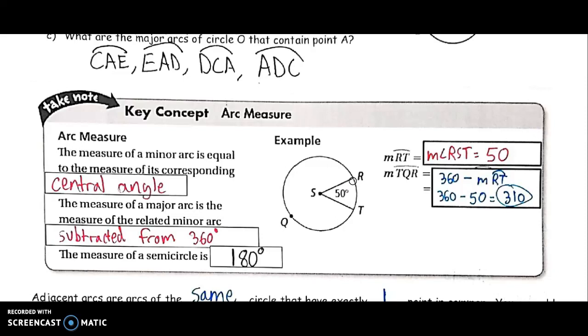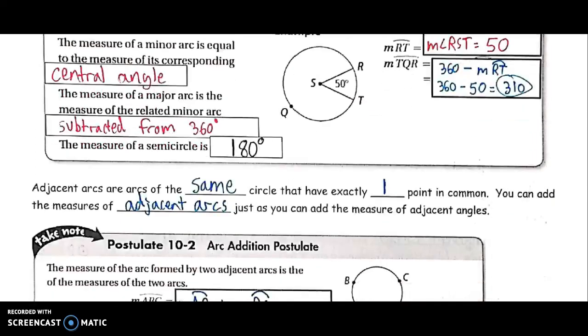So for example, if I want to find the major arc for TQR, so now I'm not going the short distance between T and R, going the long way around, I can just take the rest of the circle, would be 360, take out the 50 degrees we already found, and that tells us that 310 degrees is left for that major arc. Nice thing about semicircles is it's always half a circle, so the measure of a semicircle is always going to be the same thing. It's always going to be 180.